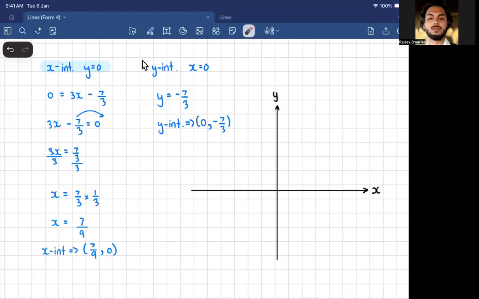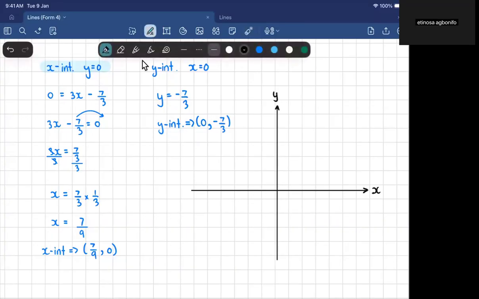To intercept something means to cut it, right? So x-intercept means on the x-axis. So where is my line? So where's my line cutting the x-axis? What was the x value we found? Tell me to yourself. We find 0. No.